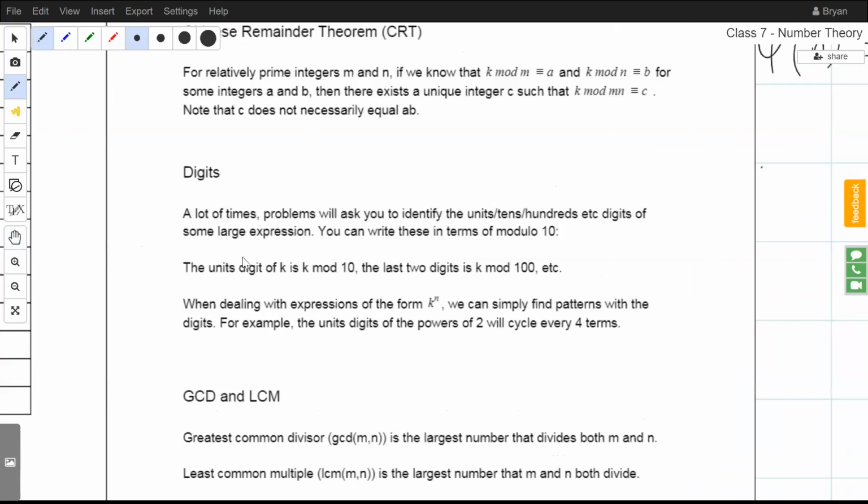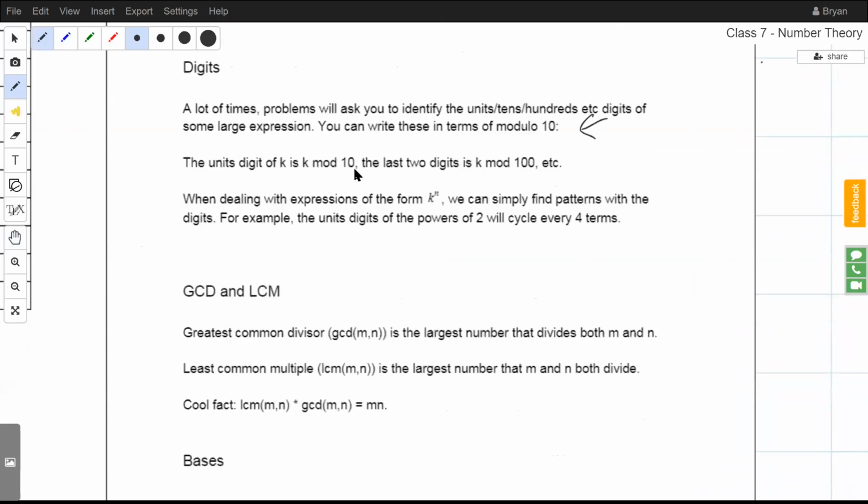And basically the way you can do this is either look for patterns or you can take the modulo of a 10 power. And basically the unit digit of a number is just that number mod 10, the last two digits is the number mod 100, etc. And you can see this because you can just remove all the digits after that, which is a number divisible by 10.